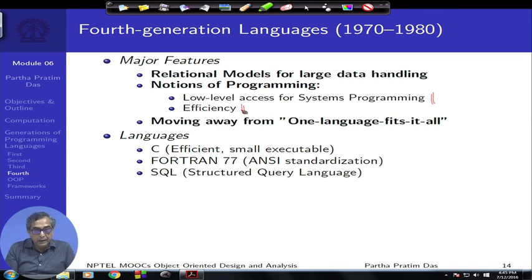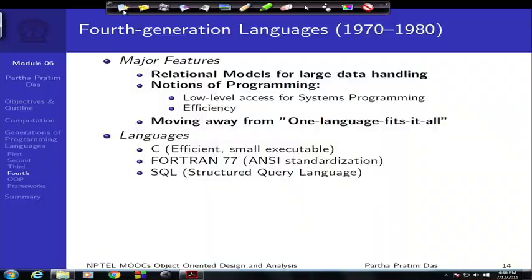The other significant development during this time is the evolution of systems specifically dedicated for handling large volumes of data, maybe not doing complex operations, but being able to do bulk operations of certain style, and these came to be known as relational database systems or relational models for large data handling, and that gave rise to a popular language known as structured query language or SQL, which is still predominantly used today in several relational databases to query large volume data.